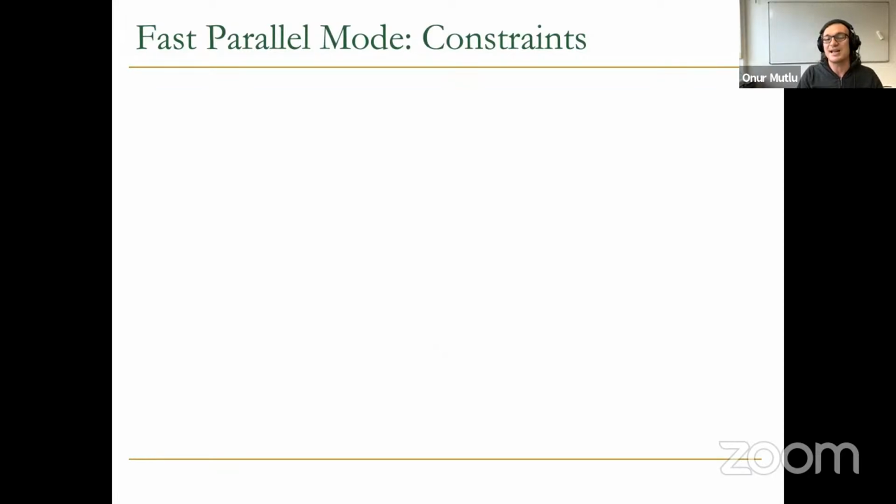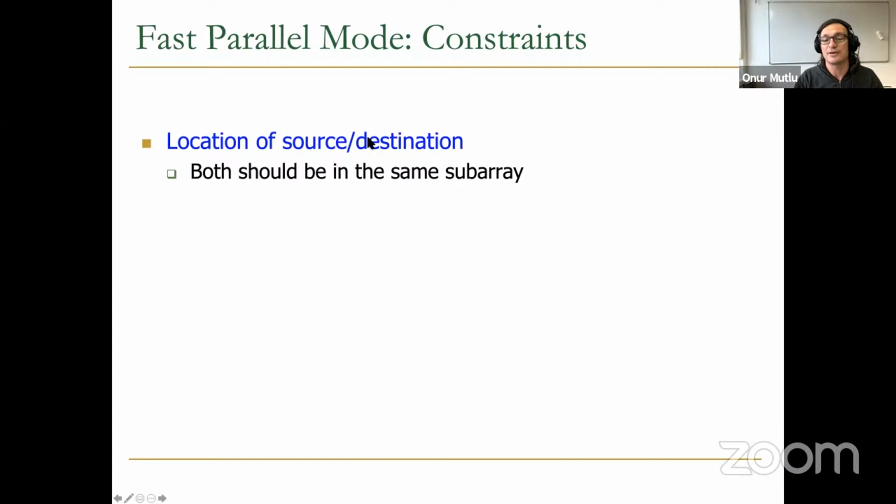Okay, there are clearly constraints to this fast parallel mode that operates at the row granularity. First of all, the location of source and destination should both be in the same subarray. Basically, the source row and the destination row should really share sense amplifiers for this to work. If they don't share sense amplifiers, this doesn't work, clearly. That's why the paper develops other mechanisms to copy data.